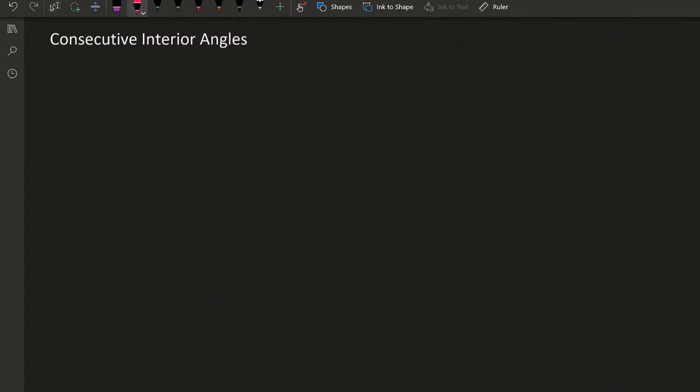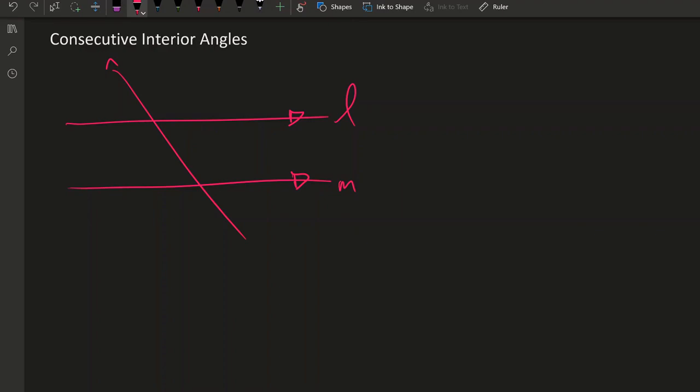Okay, consecutive interior angles. So, same picture, L, M, N, starting off with these being parallel. Consecutive interior means that they're on the inside, but they are on the same side of the transversal. So that would look like that.